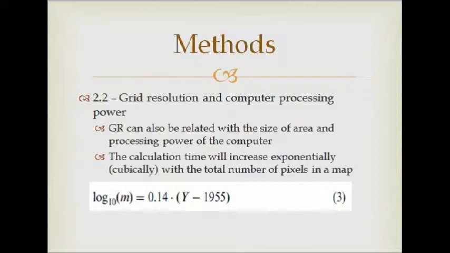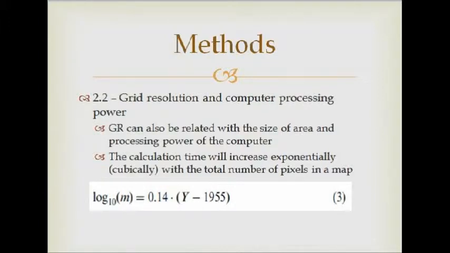Another method that can be used is finding the grid resolution based on computer processing power. The grid resolution can also be related with the size of area and processing power of our computer. Fundamentally, the calculation time will increase exponentially, which is cubically, with the total number of pixels in a map. Lagacherie and McBratney discussed the relationship between the grid resolution and processing capabilities of standard desktop PCs and discovered the following rough relationship between the log of the image size and the current year, where log10 N is the logarithm of the image size in pixels and y is the current year.